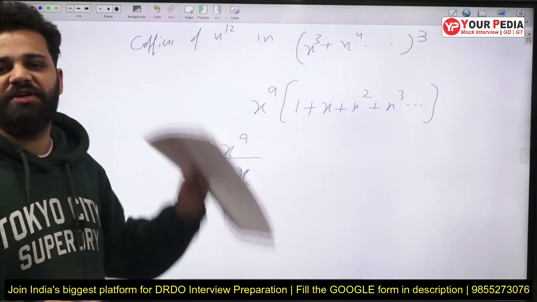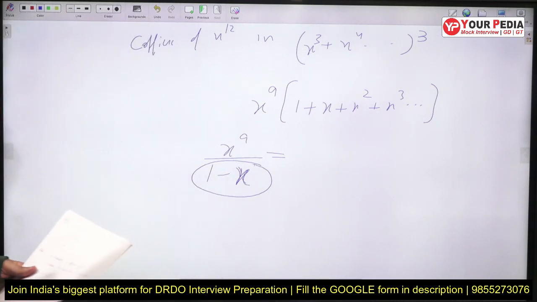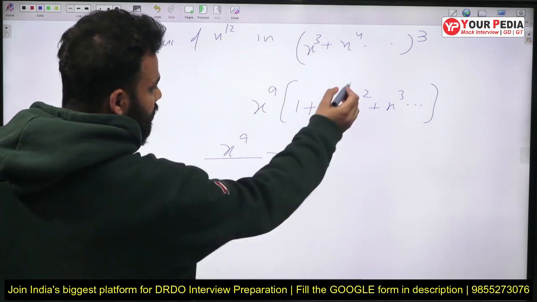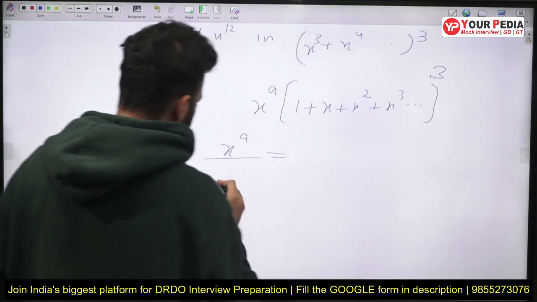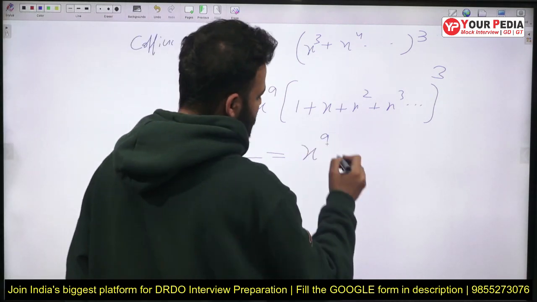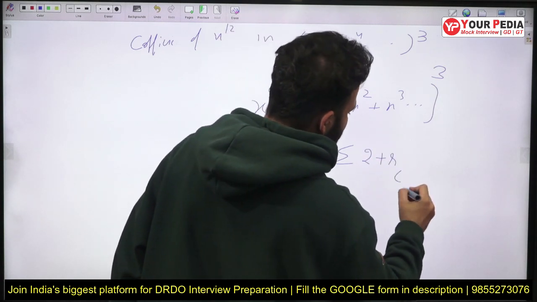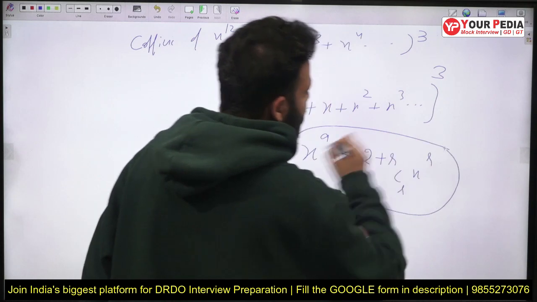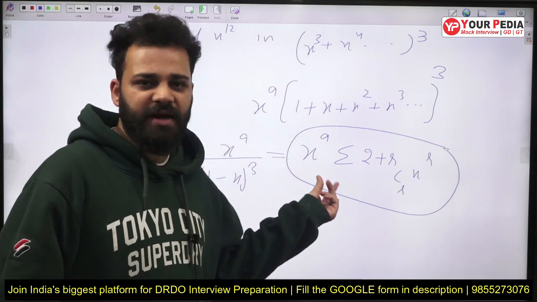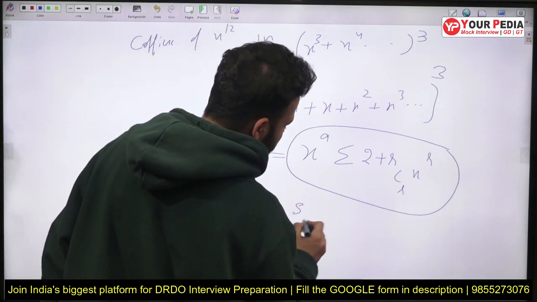Now you have to find the coefficient of x raised to power 12 in this, which is pretty easy. Sorry, there is a cube at the top, so we will get 1 minus x whole cube. So n is equal to 3. Now we know how to solve this. It is pretty easy. N is equal to 3, so 3 minus 1 will be 2 plus r C r x raised to power r. And in order to get the coefficient of x raised to power 12, you have x raised to power 9 here, so r will be equal to 3. So if r is equal to 3, the coefficient will be 5C2.